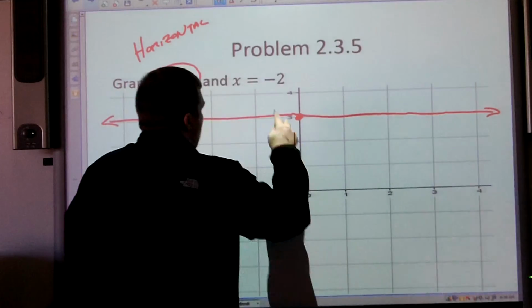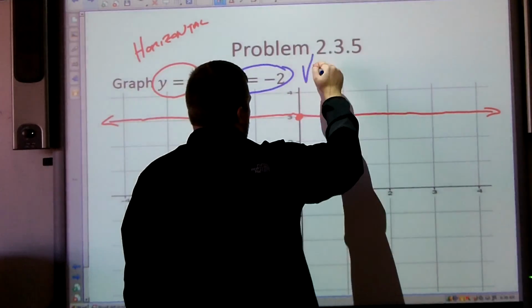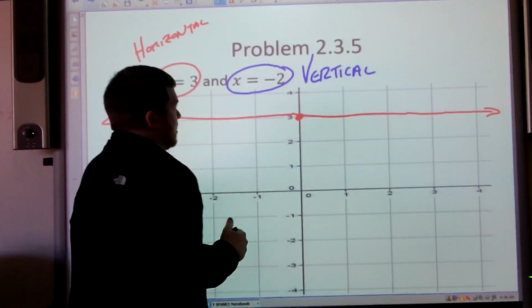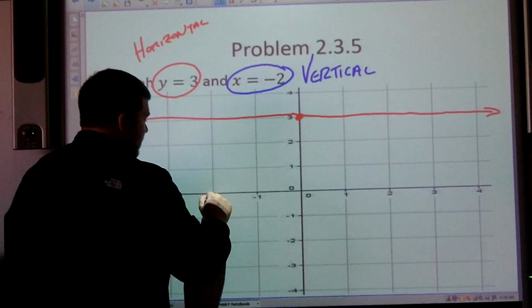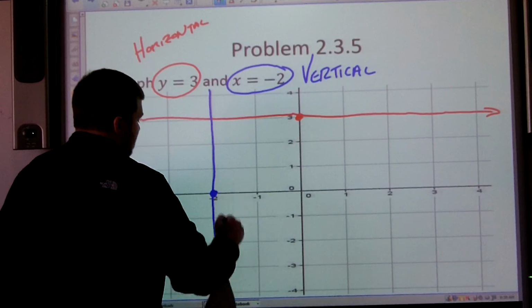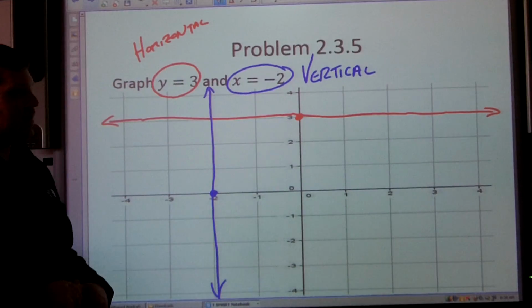And then here, x equals negative 2. Anytime you see x equals just a number, you need to think vertical line. So I'm going to find the point x equals negative 2 right here and draw a vertical line through that point as straight as I can. Okay, and that's it. That's all you do.